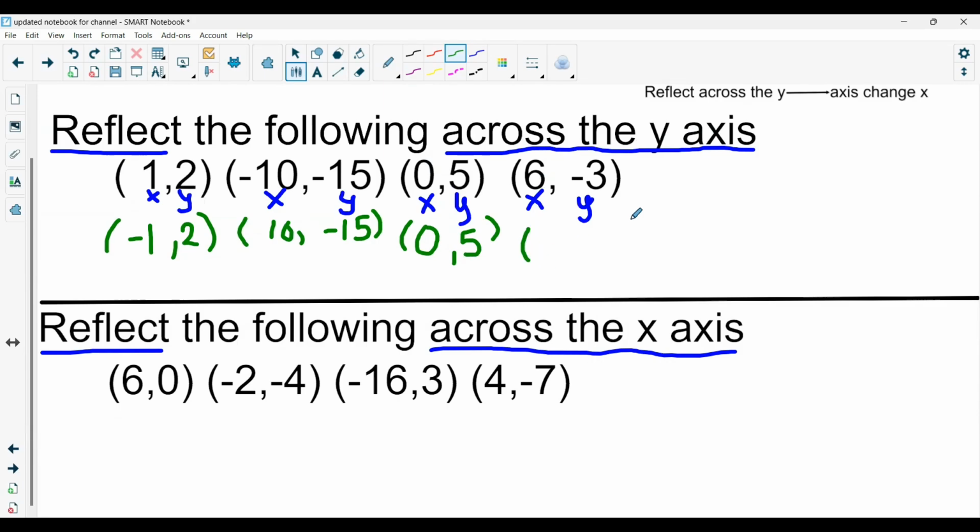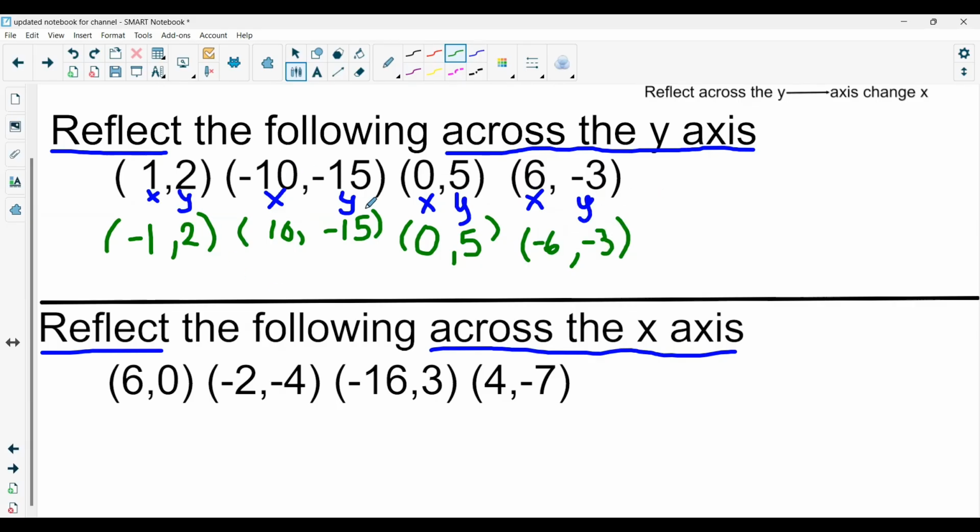Let's look at this one here. Across the y-axis, which one is y? -3. So -3 is going to stay the same. And I'm going to change my +6. What is the opposite of +6? -6. Okay? So you see how quick we reflected across our y-axis? All we did was change the sign on all of our x's.